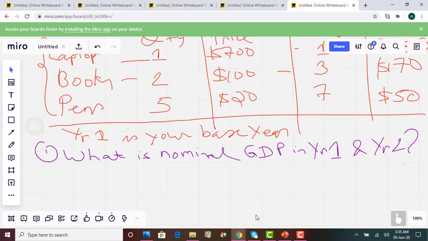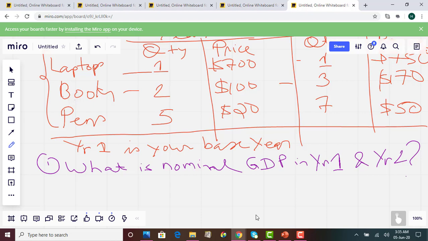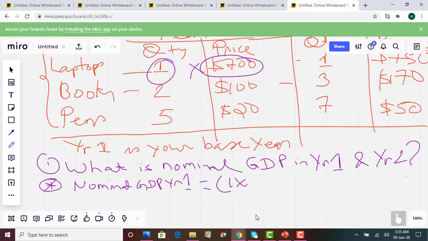The way we do that is, first we focus on year 1 and nominal GDP. Remember, this is the raw number. We do not consider inflation or price index in the case of nominal GDP. So it's pretty simple. Nominal GDP for year 1 is going to be this number times this, so 1 times 700, plus this number times the price. So it's price times quantity.